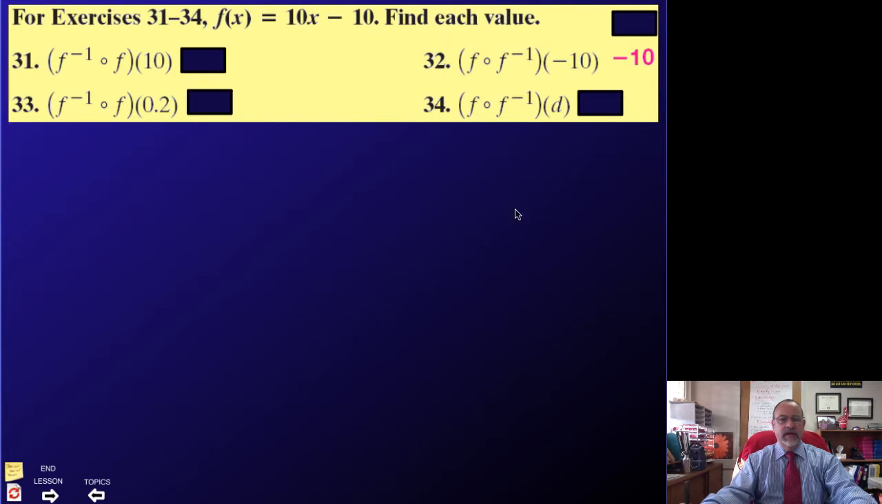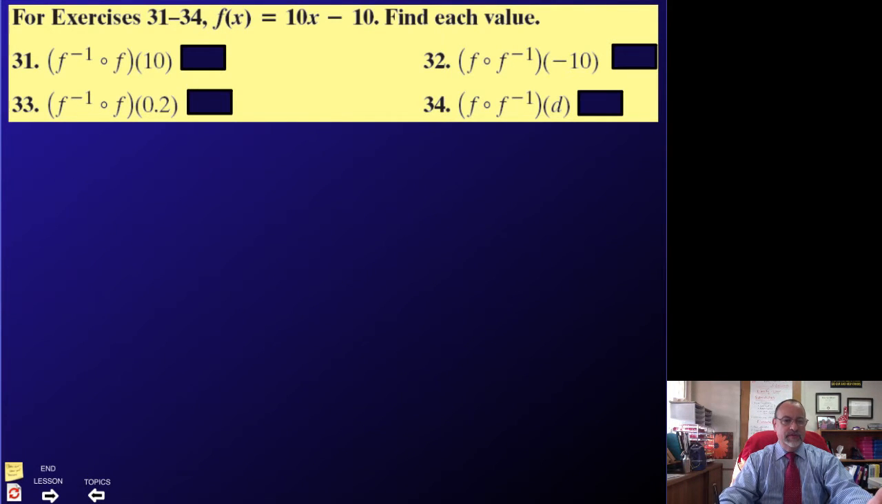It's that quick. If you put in 0.2 and you're composing a function with its inverse, what are you going to get? 0.2. If you put in d, you're going to get d. So that's all we're going to do with that. It's that easy. Whatever you put in, that comes out.